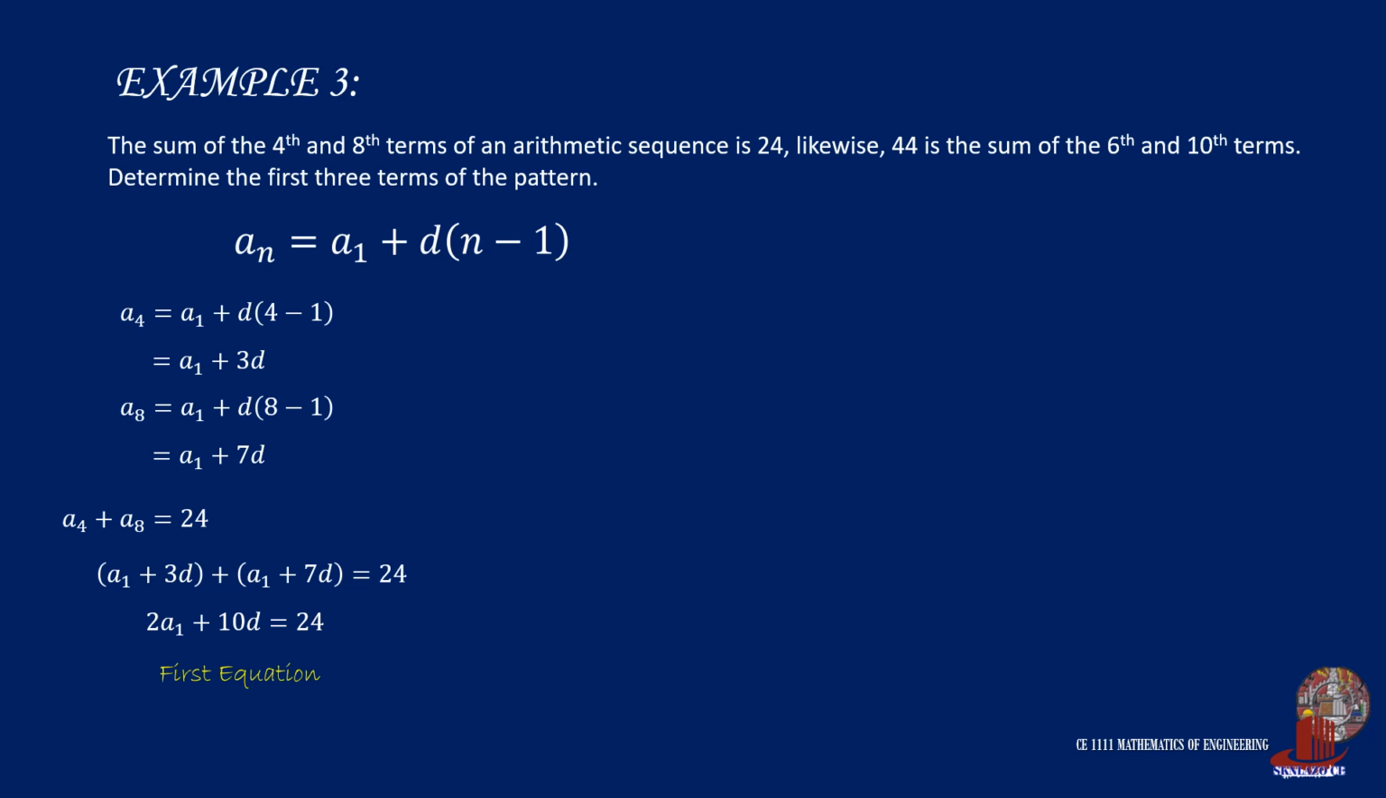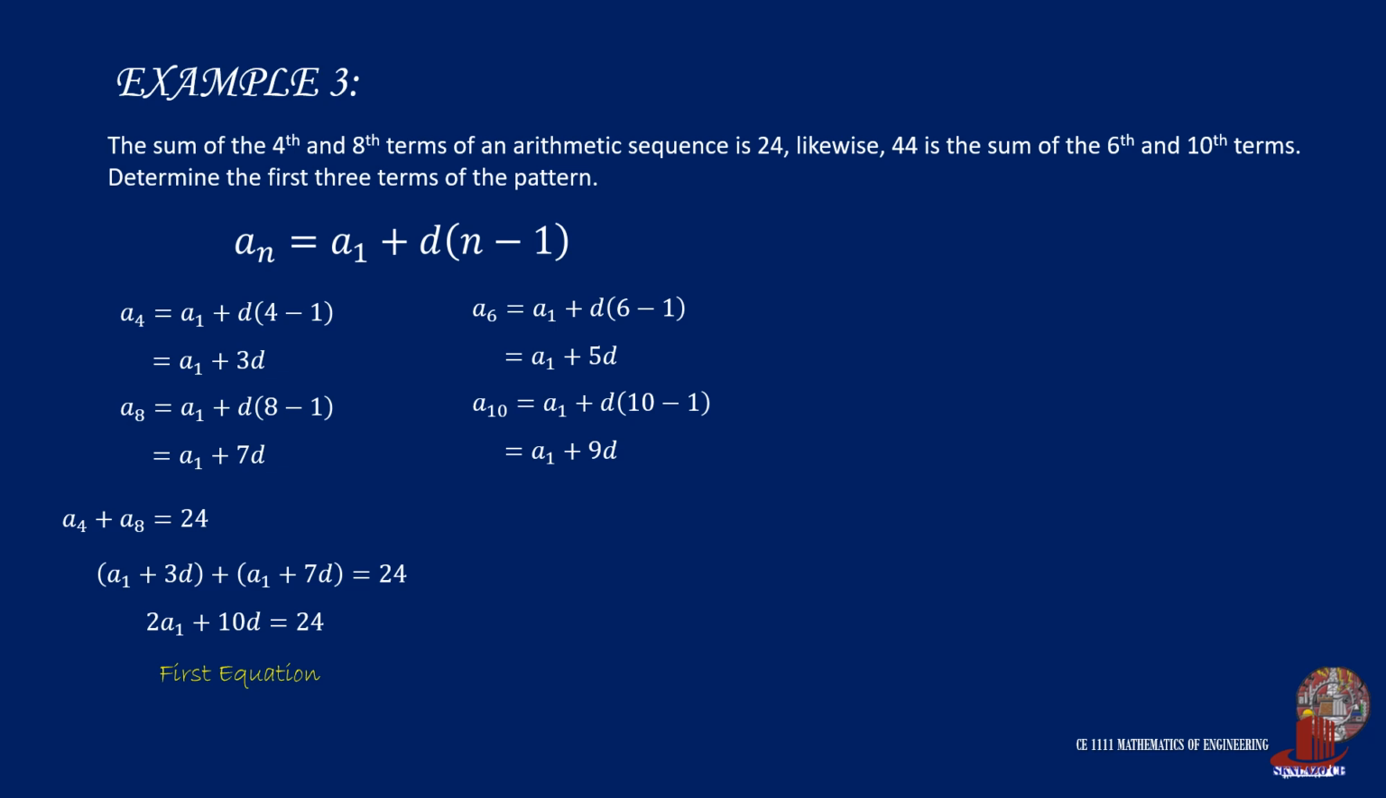Do the same procedure for the next pair of terms. Start by converting a sub 6 into a sub 1 plus d multiplied by 6 minus 1, or that is a sub 1 plus 5d. A sub 10, on the other hand, is expanded to a sub 1 plus d times the quantity of 10 less 1, which is simplified as a sub 1 plus 9d.